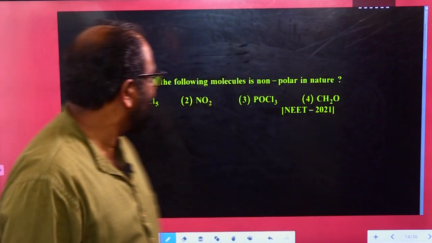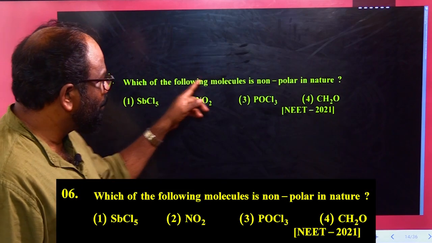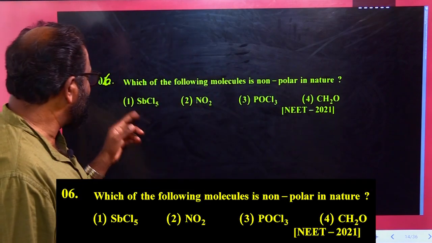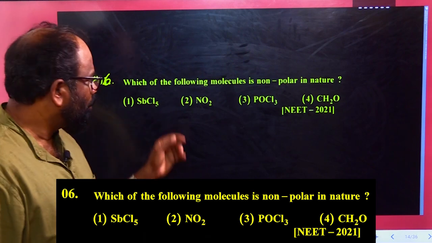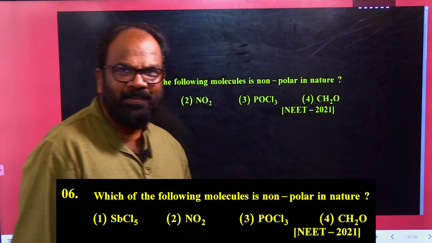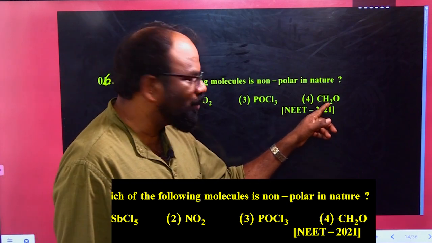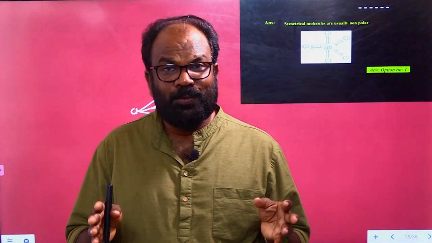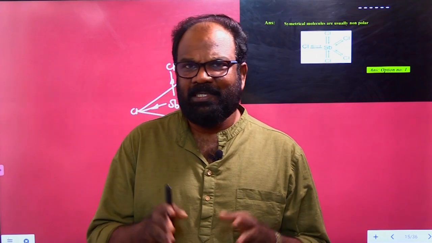Question number 6. Which of the following molecules is non-polar in nature? Option number 1, SbCl5, option number 2, NO2, option number 3, POCl3, and option number 4, CH2O. We know symmetrical molecules are usually non-polar because the dipole moment due to the individual bonds cancel each other. Here among the given compounds, SbCl5, that is antimony pentachloride, is a symmetrical molecule.